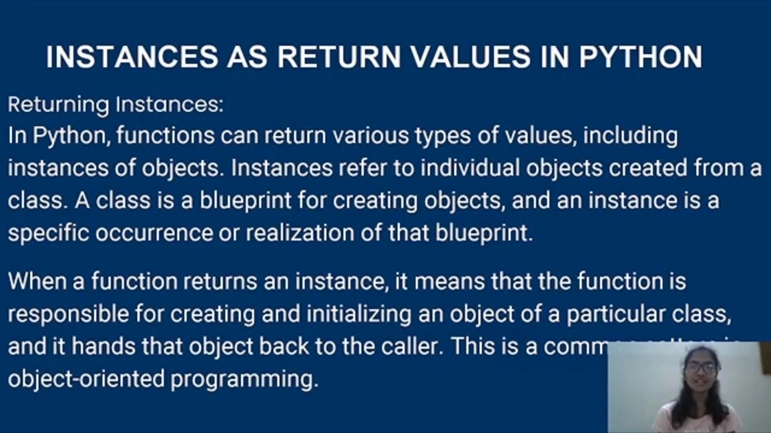Coming to instances as return values in Python. In Python, functions can return various types of values, including instances of an object. Instances refer to individual objects created from a class. A class is a blueprint for creating objects, and an instance is a specific occurrence or realization of that blueprint. This thing we have discussed in an earlier video also. When a function returns an instance, it means that the function is responsible for creating and initializing an object of a particular class and returns that object back to the caller. This is a common pattern in object-oriented programming.